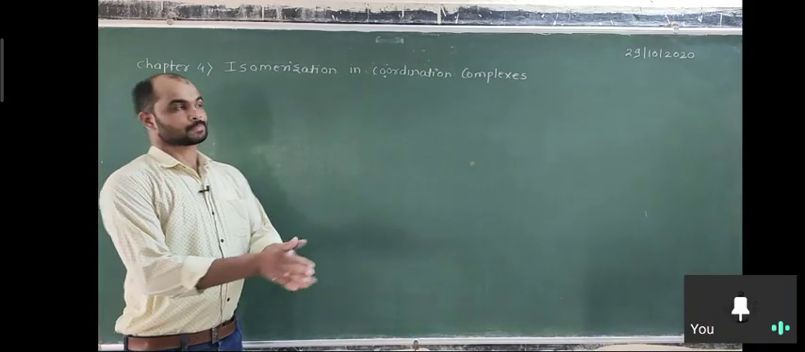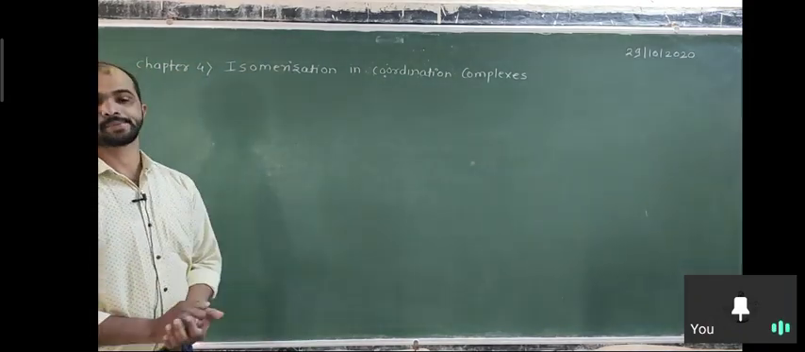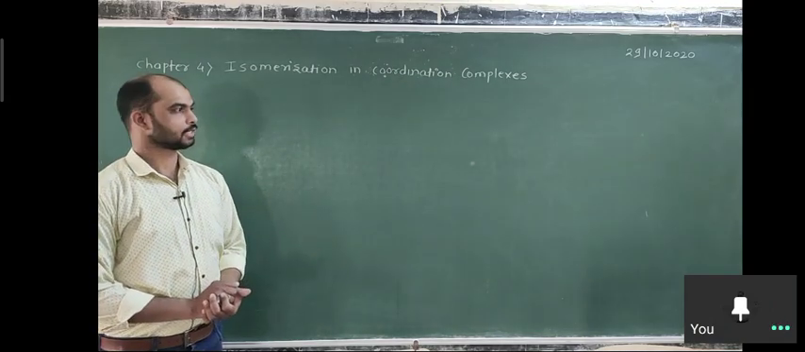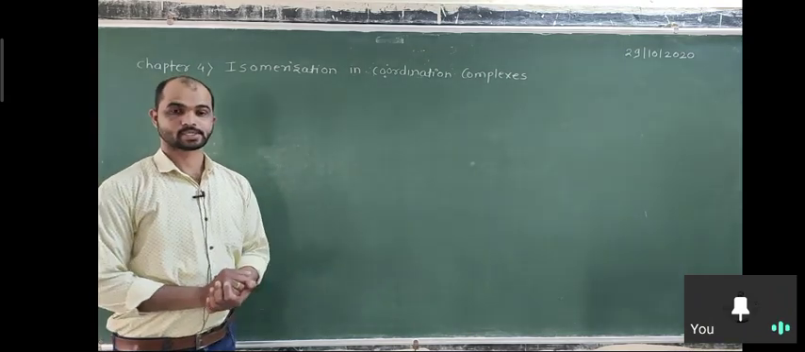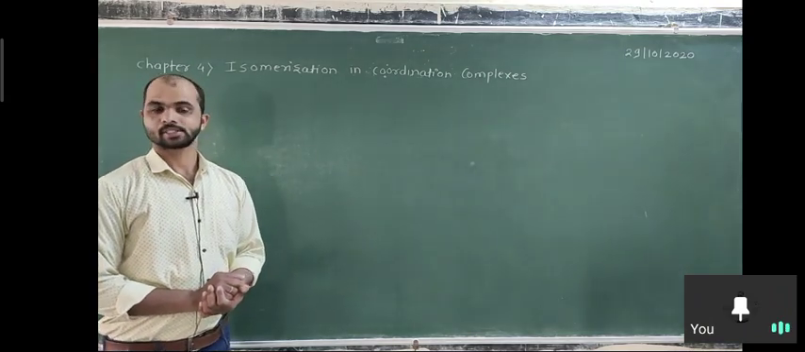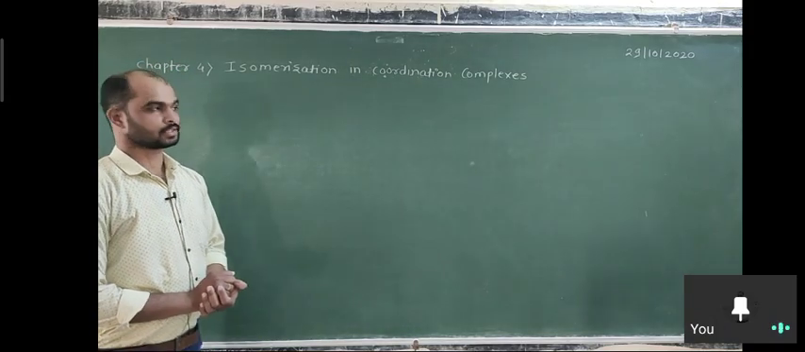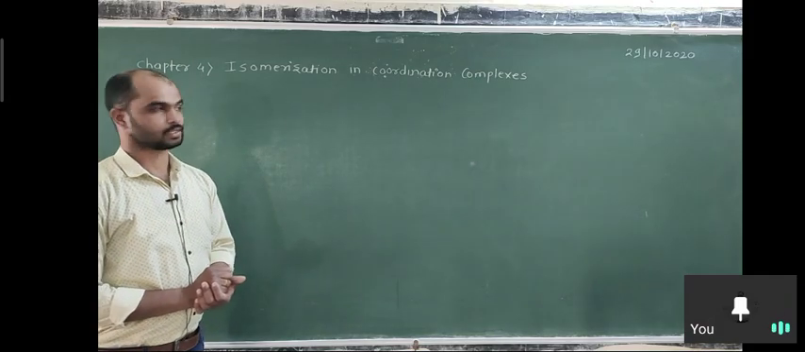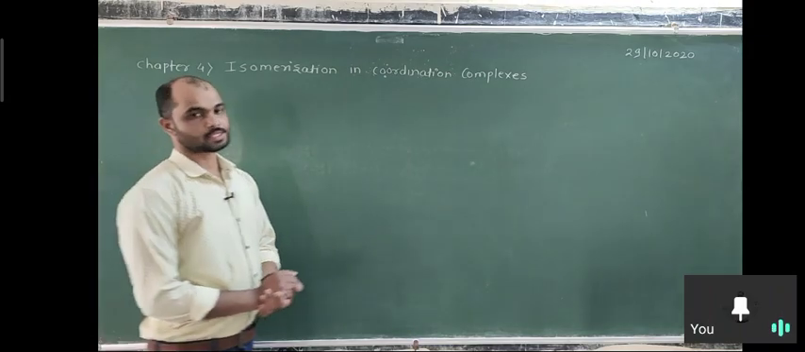Good afternoon, friends. Today we are going to start another chapter of inorganic chemistry: isomerization in coordination complexes. In the last lecture we saw Werner's theory, and how, according to Werner's theory, we predict the structures and stereochemistry of the complexes. According to Werner, there are two coordination numbers to be considered: coordination number 4 and coordination number 6.